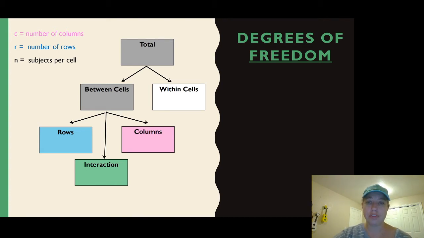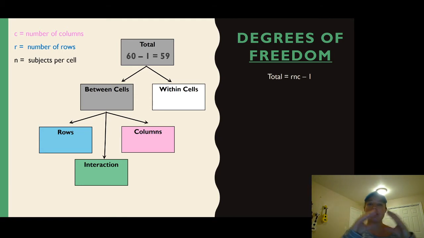So here's our degree of freedom tree. Now the formulas for this are in the book, and they're also on the formula sheet that I put together for our course. So we're going to start at the top. The total degrees of freedom is the total sample size minus 1. R times N times C, rows times columns times number of participants per cell. So 60 minus 1 is 59. That's our total degrees of freedom.